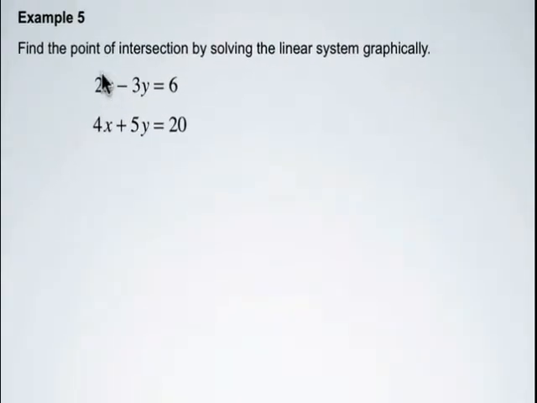So for the next example, we've got to plot the intersection of the two lines where we've got 2x minus 3y equals 6 and 4x plus 5y equals 20. Now before we start, there's a problem here. Either way, if we're going to use technology or we're going to use the slope y-intercept method, we've got a problem because we don't have this in y equals mx plus b form. So what we're going to have to do is solve for y. Put these equations into y equals mx plus b form. So we have to get y all by itself on the left-hand side of the equation.